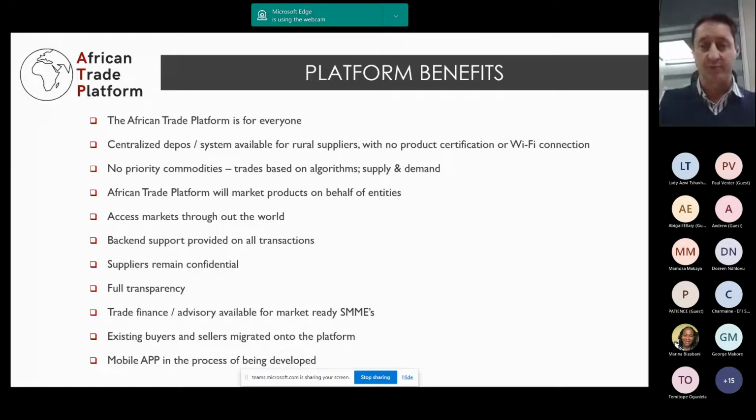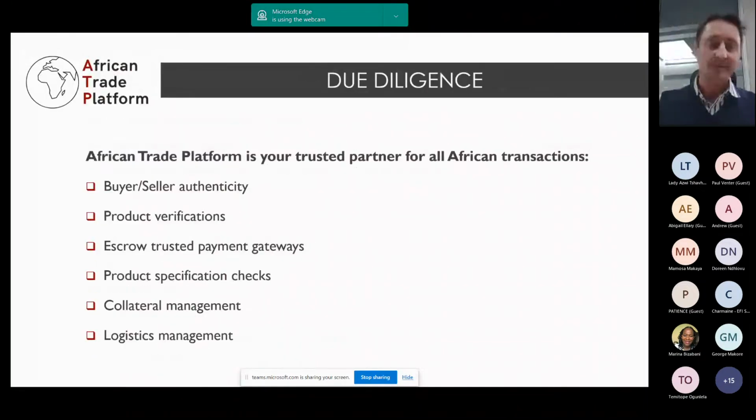So those are a few of the benefits that we have on our side. Due diligence, this is extremely important. I mentioned earlier, if you're a buyer sitting a couple of thousand kilometers across the world, how do you know that the seller is genuine, is real, the product quality specifications are correct? That's something that our team at ATP will all verify and assist the buyer with.